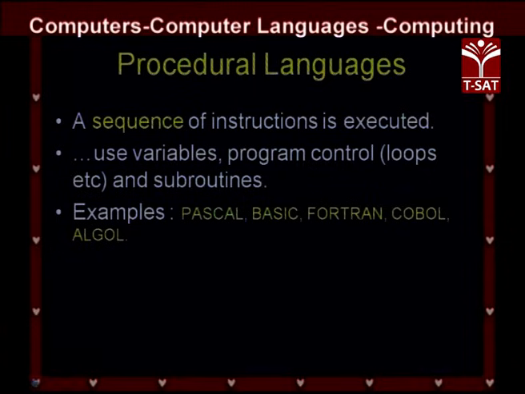Procedural languages are a sequence of instructions executed using program control. When you say procedural languages, it means a sequence of execution. It will start from the top and end at the last line, with one line executed after another. That is called procedural languages, such as BASIC, Fortran, COBOL, ALGOL. These are all examples of procedural languages, and they are a part of high level languages. Using a procedural language, a developer will code.